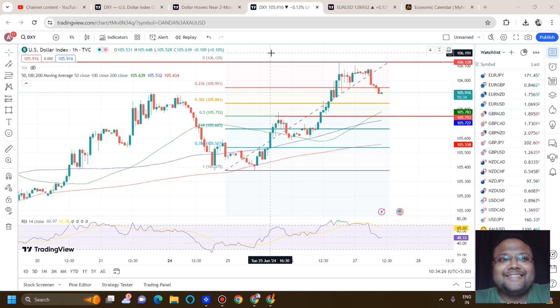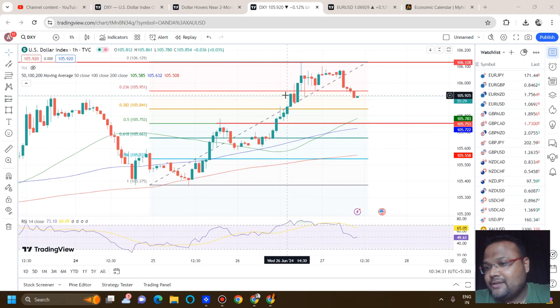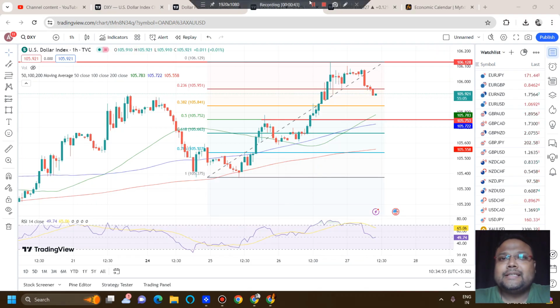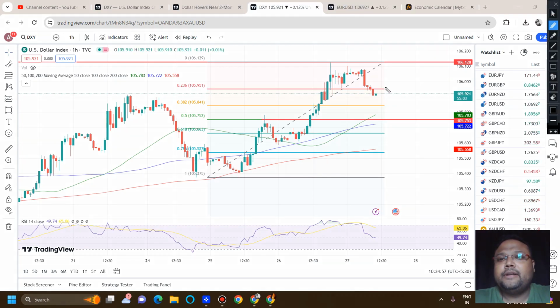So let's get started. My dear friends, this is the 1 hour chart of DXY, the US dollar index, in front of us. As we were discussing, to continue the upside, DXY needs to cross 106 and go up. Yesterday, DXY did cross the 106 level, but it failed to sustain. DXY made a high of 106.12, and as price failed to sustain, the market showed some immediate correction, and right now the dollar index is standing around 105.91. This is the current market price.